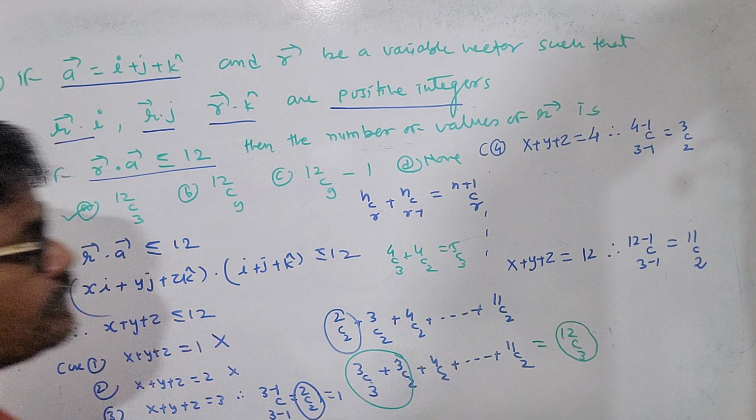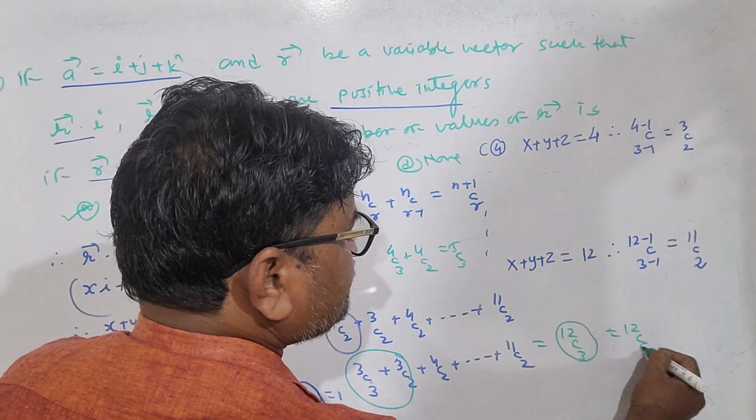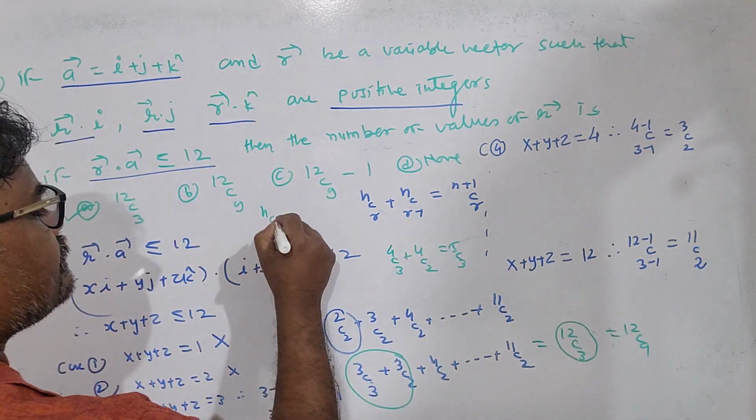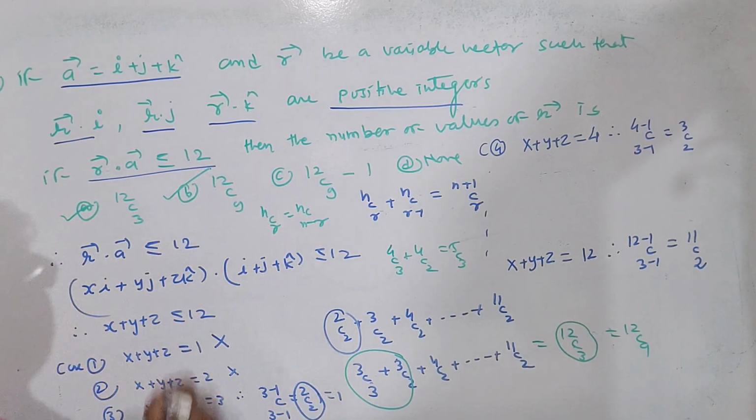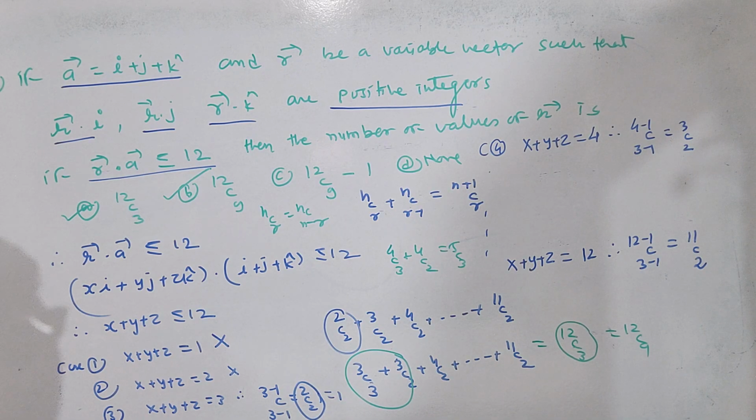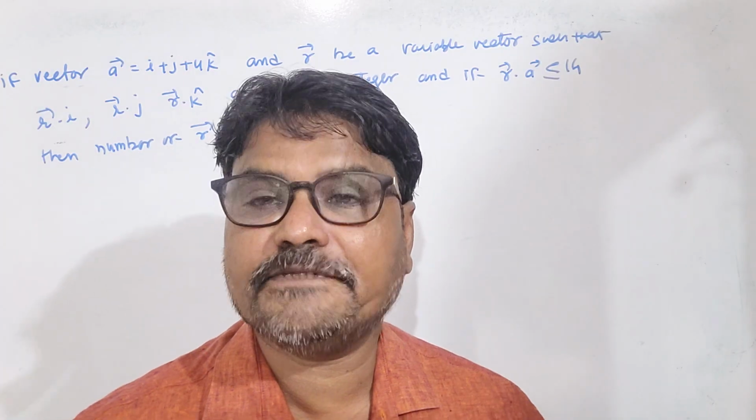12C3. You can also have it equal to 12C9 by nCr equal to nC(n minus r). So this option is also correct. 12C3 and 12C9. Last question we will see. Now this is the bigger question.